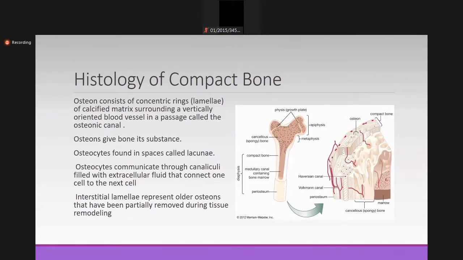Coming to the histology of the compact bone, the basic unit of a compact bone is the osteon, which consists of the concentric rings, also known as the lamellae. Now, these are the concentric rings of the lamellae, which are built along the blood vessel.